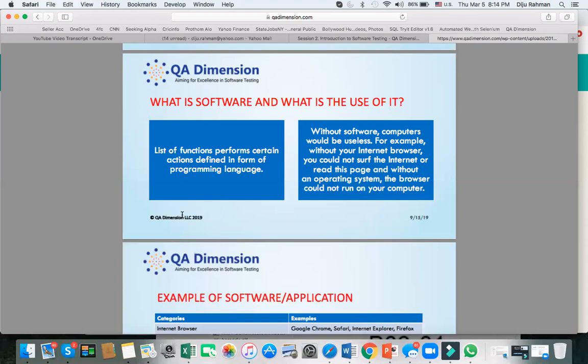It can be a subsystem, a sub application, or a main application, but the whole idea is it has to perform a specific action, and what makes this thing work? Programming language. That's what it is. Okay. So what is the use of it? I think this is a very common thing. Without software, computers would be useless.